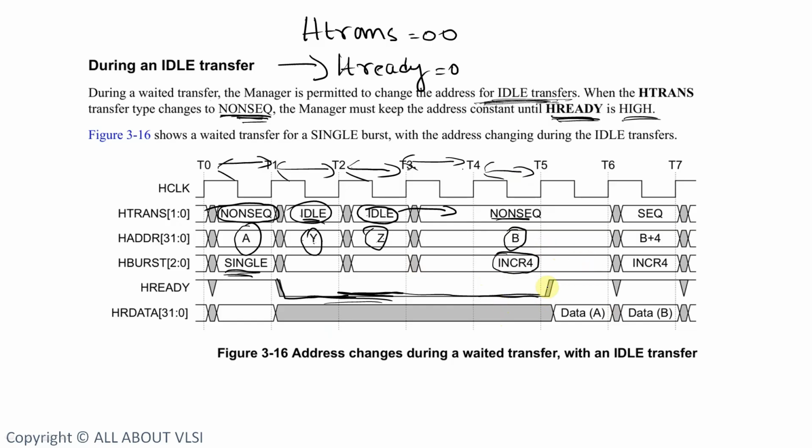But whenever your HREADY is equal to 1, then only in the next cycle there is a change in the transfer type and there is a change in the address, and if you want, you can change the burst also. Okay, so we should remember basically 3 points.